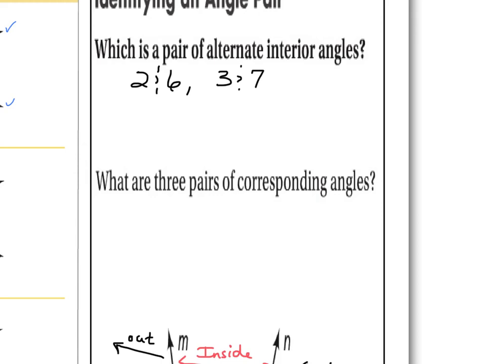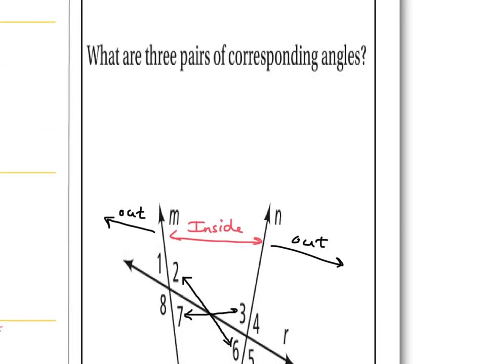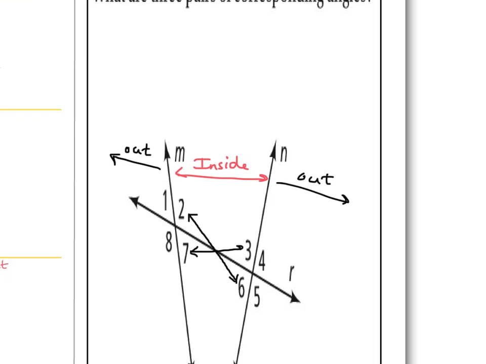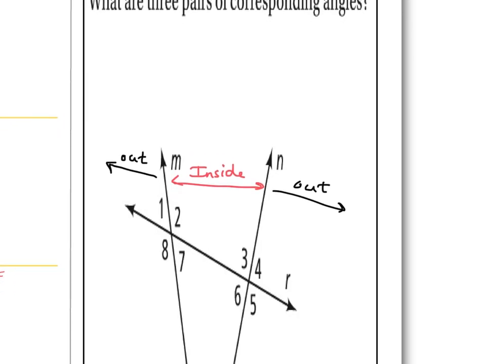Okay, 3 pairs of corresponding angles. All right, 3 pairs of corresponding angles. So I need them in the same position, okay, on different lines. So one's going to be on line M, one's going to be on line N. So let's take a look here and figure out what we're going to look at.